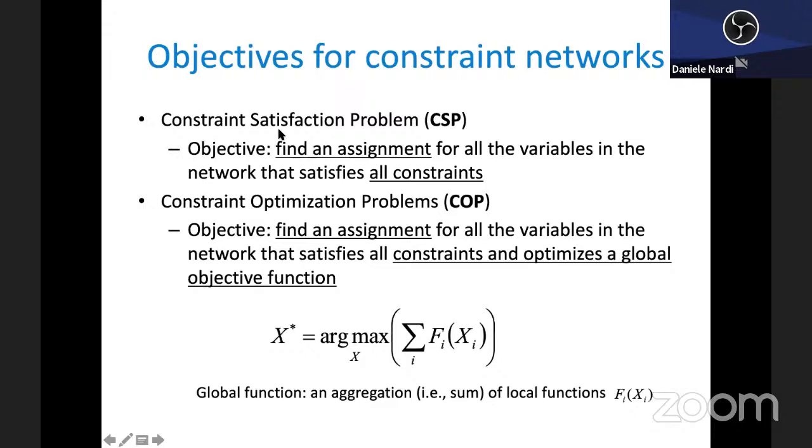Okay, as I anticipated, for the constraint satisfaction problem, the objective is to find an assignment that satisfies all the constraints, while for the constraint optimization problem, the goal is to find an assignment that satisfies all the constraints and at the same time optimizes a global objective function. And here is how we represent this maximization using this notation with argmax in the sum of the costs, okay? In this case, we can see the cost as utilities, so we maximize the overall utility.